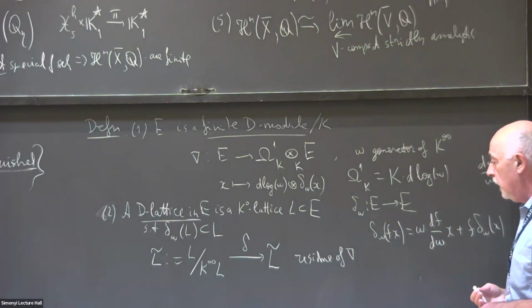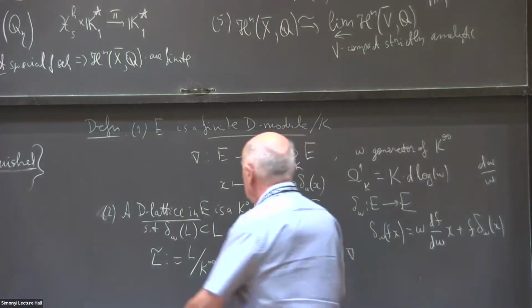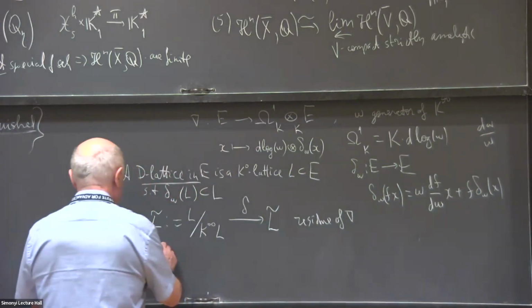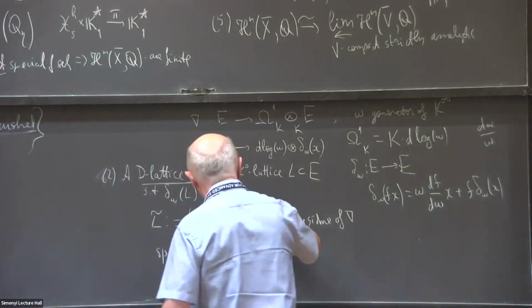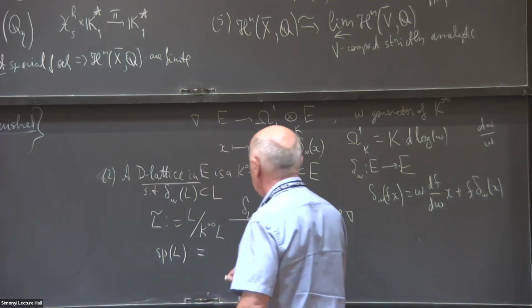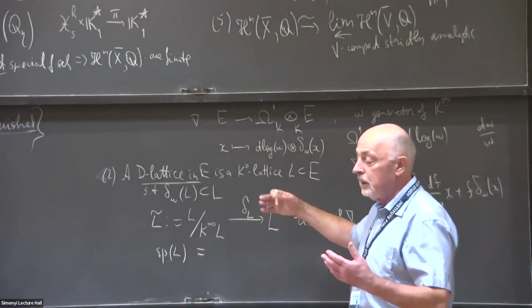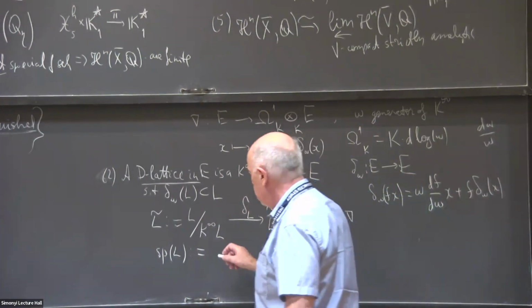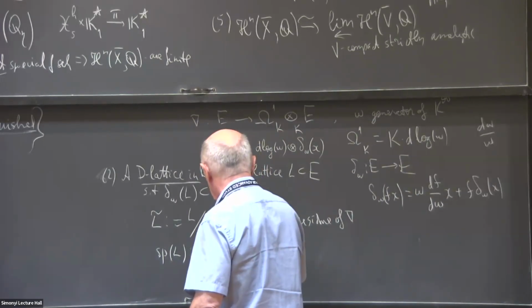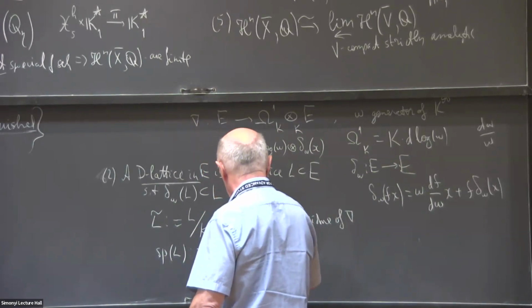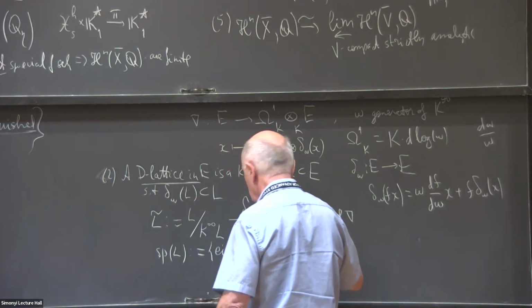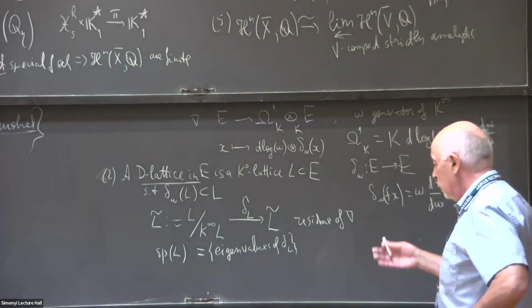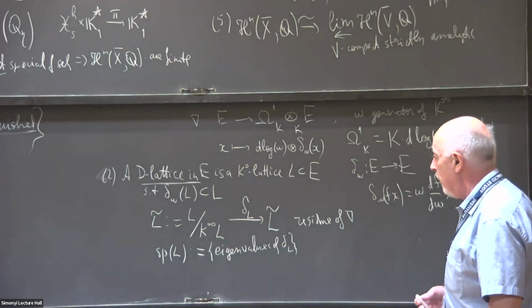Residue of the connection δ. Just very elementary. Now let us introduce the spectrum of L. Let me write L here, because it depends on L, but it does not depend on ϖ. The spectrum of L is the finite set of eigenvalues of δ on L, a set of complex numbers.